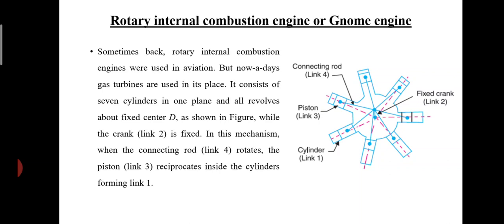All revolve about a fixed center D, which is a crank, while the crank link 2 is fixed. In this mechanism, when connecting rod link number 4 is rotated, the piston link 3 is reciprocated inside the cylinder forming link 1. Seen here is the animation of the rotary internal combustion engine.